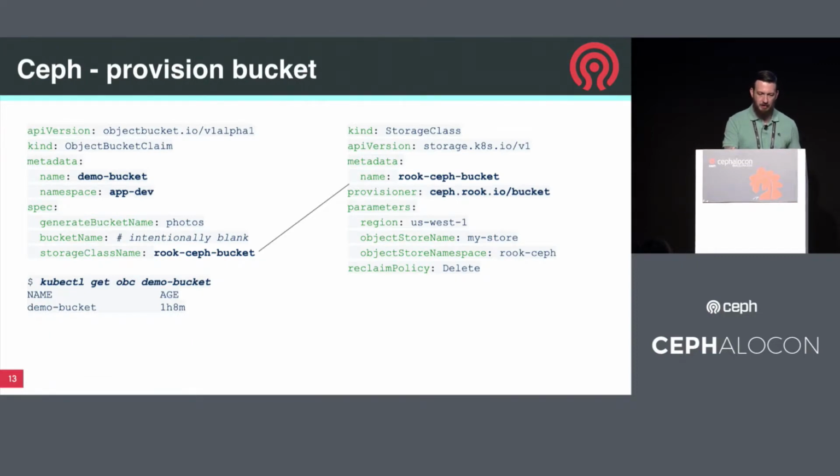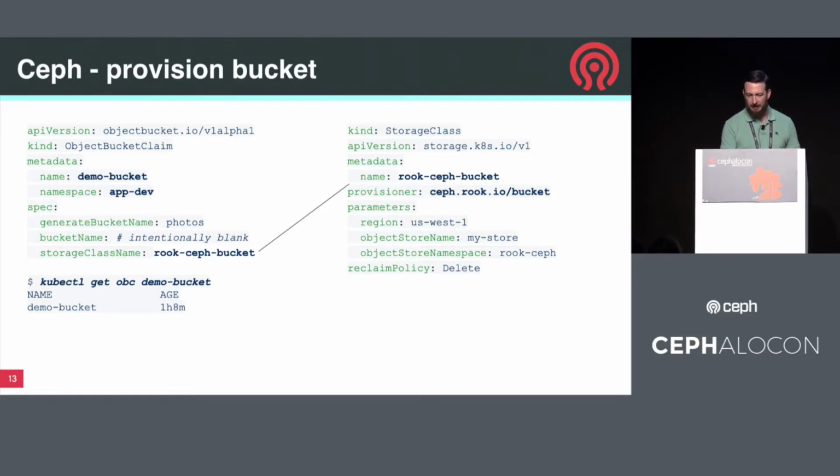So the structure of the OBC is pretty simple, and we try to follow Kubernetes conventions. You have generate bucket name. Apologies. Generate bucket name behaves like generate name in Kubernetes. You get a randomized suffix at the end of the name. Bucket name allows you to pick a static bucket name. You do run the risk of bucket name collisions in the object store, but you just have to be aware of that. And then, of course, the storage class name.